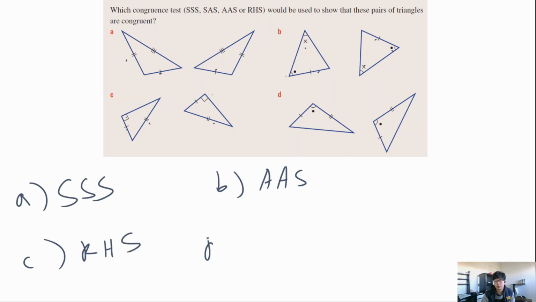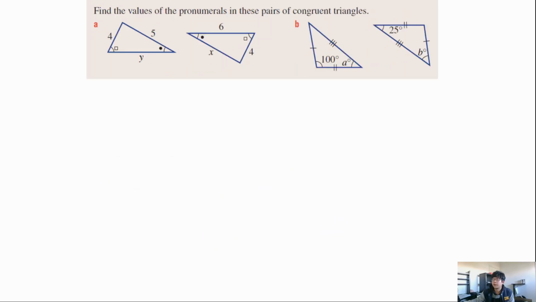And question D, I have an angle and two sides that are the same, so that'll be side, angle, side. Give yourself a tick for each one you got correct here. Alright, now let's move on to the next set of questions. These ones are a little bit more difficult.